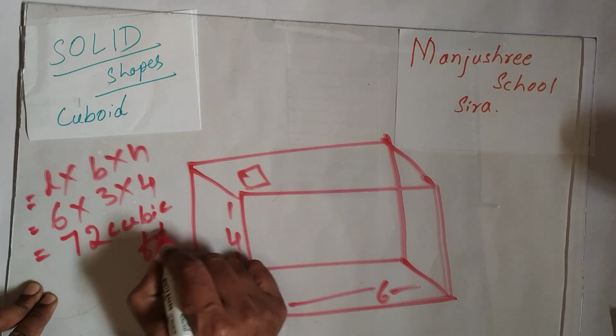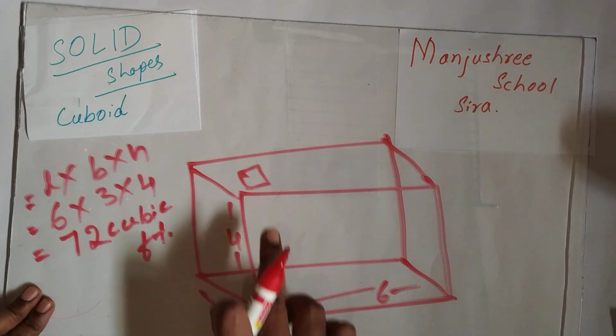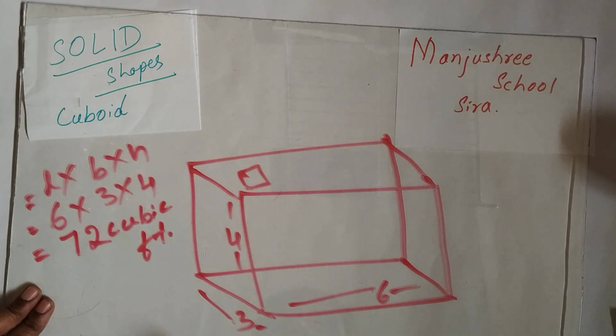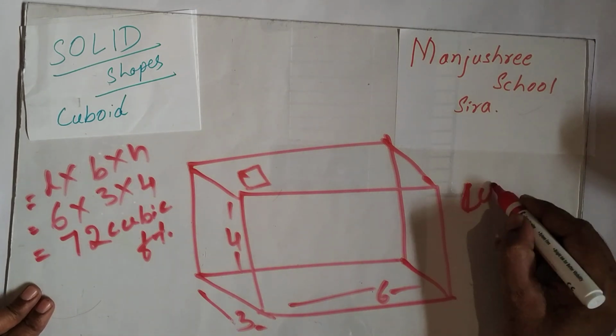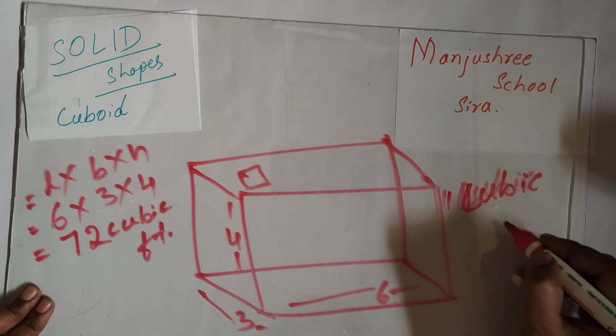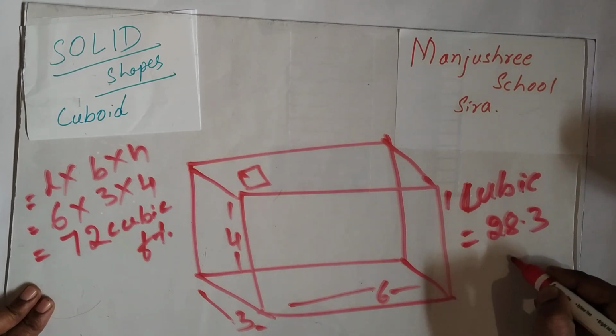So then how much is the water inside the tank? To calculate that, we should know how much water is there in 1 cubic foot. Okay, it is 28.3 liters.